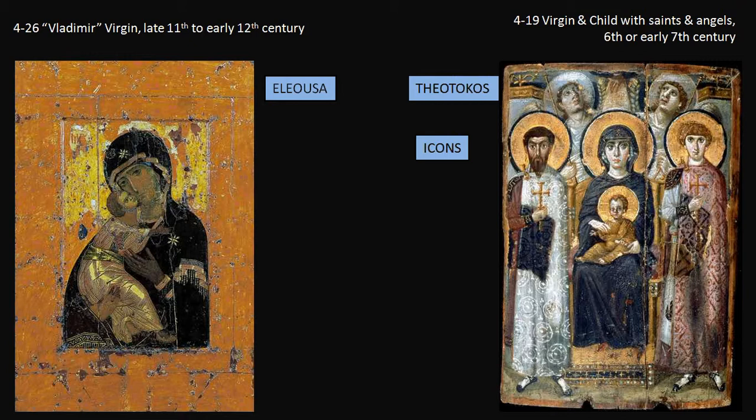So this one is called the Vladimir Virgin because it actually belonged to the city of Vladimir and had been given to them by the Patriarch of Constantinople, the spiritual leader of Constantinople, and was in fact believed to work miracles. Its very presence, bringing the Virgin there so that she could work miracles around it.